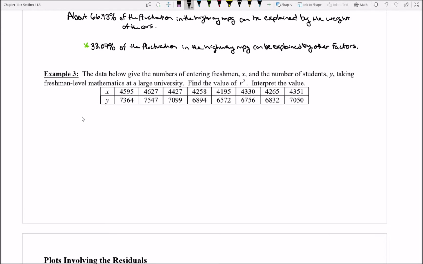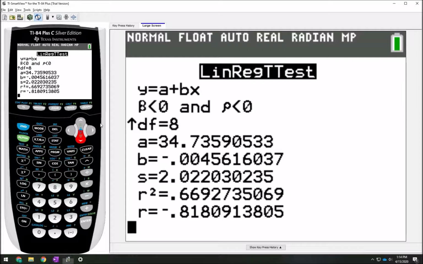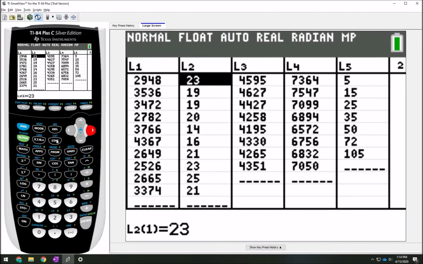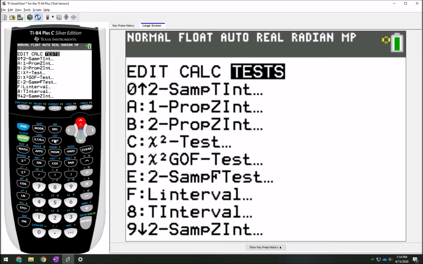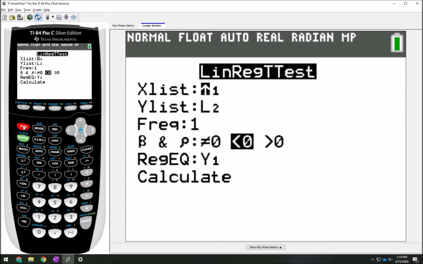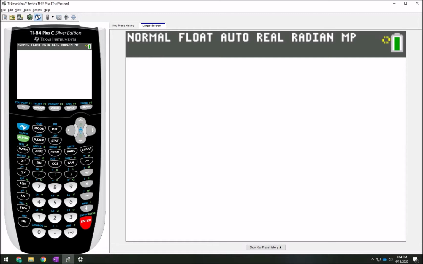Okay, so if I was to go ahead and compute this, I'd first have to type all of these values into the calculator so I can find my r squared. I've already gone ahead and done that. I have my values in list number 3 and list number 4. So I'm going to go to Stat and Tests, go to my LinRegTTest, change this to list number 3, change this to list number 4, and go right to Calculate. I don't care about the other options.